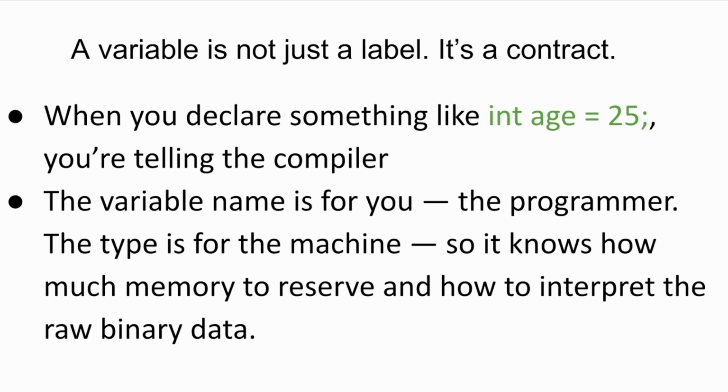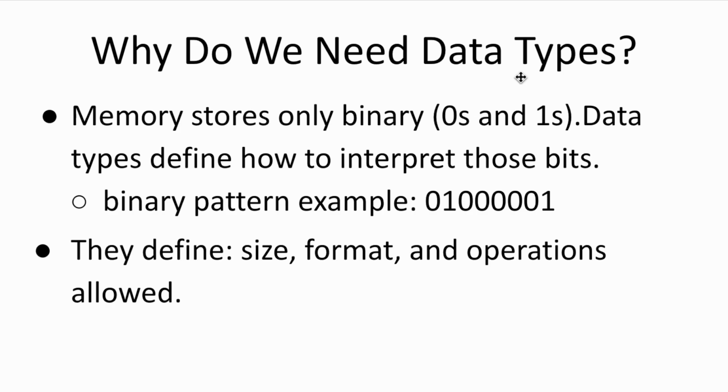So, here's what we know about a variable. But why do we need data types? Why not just have variables that can store anything, like a magic box? The answer lies in how computers work at the lowest level. Memory stores only binary, zeros and ones. Data types define how to interpret those bits.